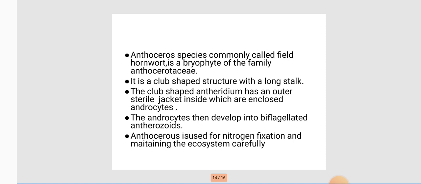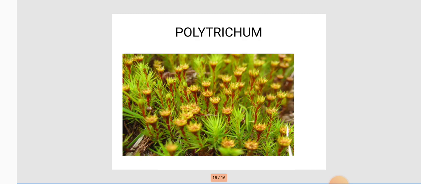The Anthoceros species is commonly called field hornwort. It belongs to the bryophyte family Anthocerotaceae. The antheridium is club-shaped with a long stalk. The club-shaped antheridium has an outer sterile jacket enclosing the androcytes. The androcytes develop into biflagellate antherozoids.